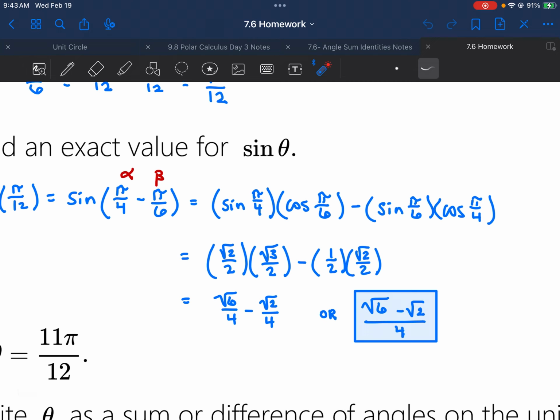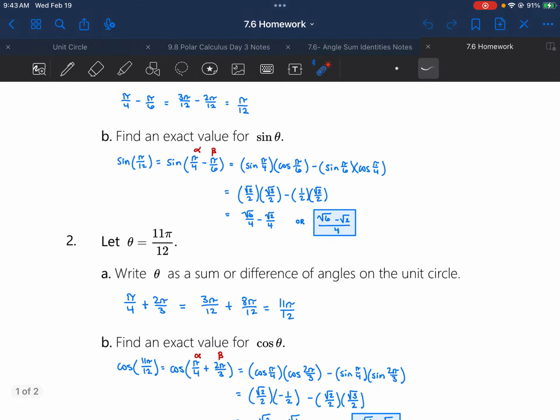And then multiply. Root 2 times root 3, that's root 6. 2 times 2, that's 4. 1 times root 2, that's root 2. 2 times 2, that's 4. And you can either leave your answer like this, or more commonly, you would combine it into a single fraction, since you have the common denominators of 4. All right, so that's number 1.